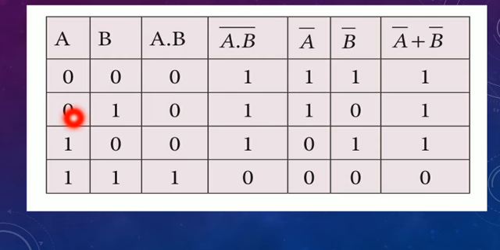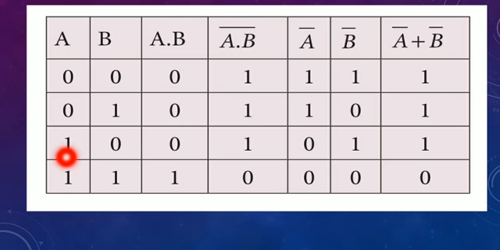The same way, see this, 0, 1. So A dot B is 0, and taking inverse, A dot B the whole bar is 1. Here A bar is 1 and B bar is 0. We are taking plus, A bar plus B bar, 1 plus 0, 1.